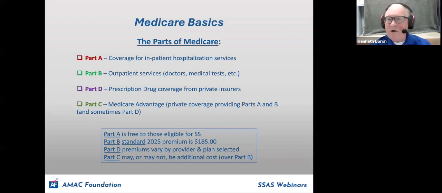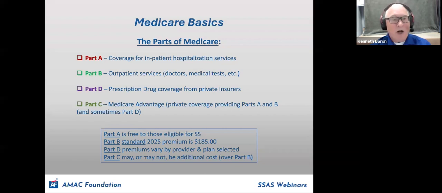So some Medicare, very basic information about the parts of Medicare, and this is often misunderstood. Okay, this is all of Medicare. We have the parts A, B, C, and D. What are they? Well, your Part A is your basic coverage for inpatient hospital. That's how I've always addressed it. Part A is inpatient. Part B is outpatient services, such as your doctors, medical tests, and some other things.